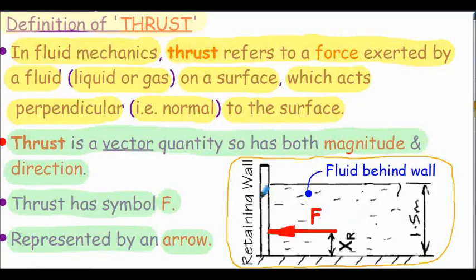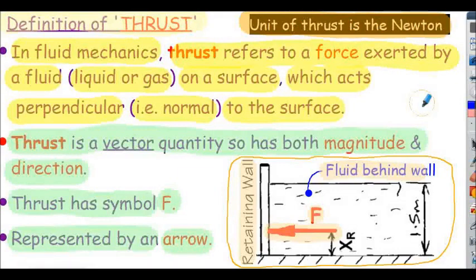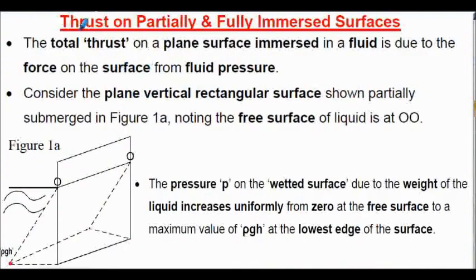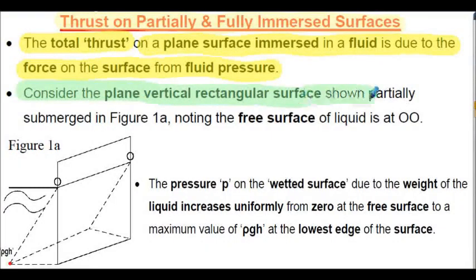So when you start on the right hand side here where we have a fluid contained behind a retaining wall, then you can see that we have a force generated by the fluid shown by the symbol F and the arrow representing the force. And of course the unit of thrust will be the Newton, which is the SI unit of force. So let's consider thrust on partially and fully immersed surfaces. The total thrust on a plane surface immersed in a fluid is due to the force on the surface from the fluid pressure. Consider the plane vertical rectangular surface shown partially submerged in figure 1a below.